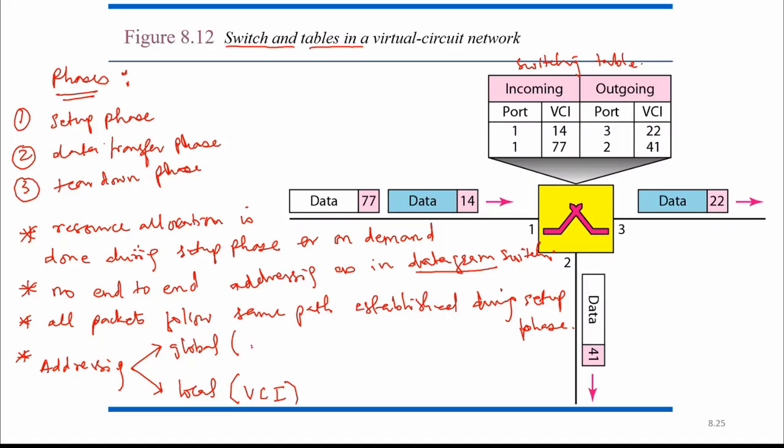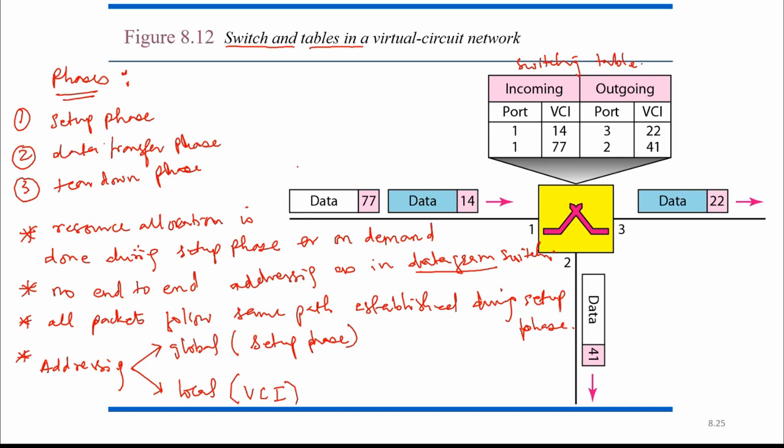That is done while doing the setup phase. While the setup phase is performed, this global addressing is utilized. So that's why it utilizes the setup phase, which is from circuit switching, and the VCI is going to provide the local addressing between two switches.